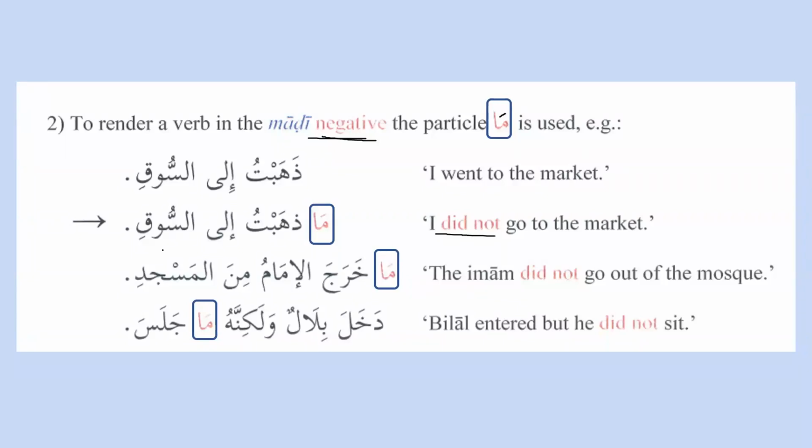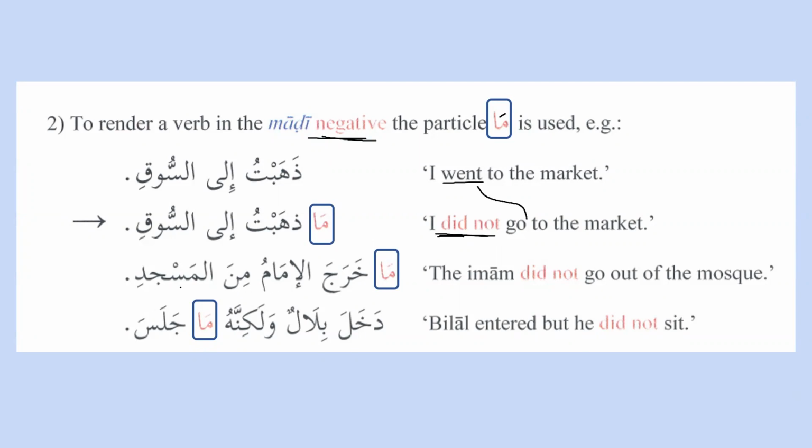Ma dhahabtu ila suqi, I didn't go to the market. Now here in English, we had to make 2 changes. Went, we had to change it into go, and we had to add didn't. But in Arabic, we don't have to go through all that. We only have to use ma, and then it becomes negative. So you say ma dhahabtu ila suqi, I didn't go to the market.